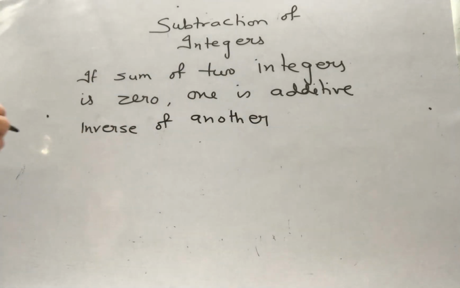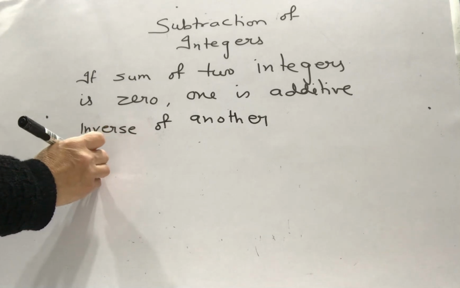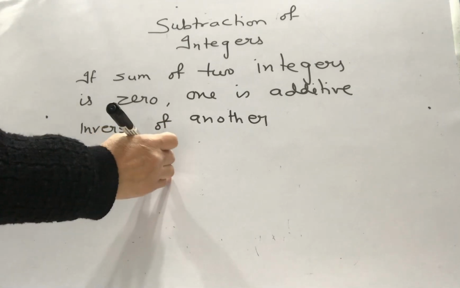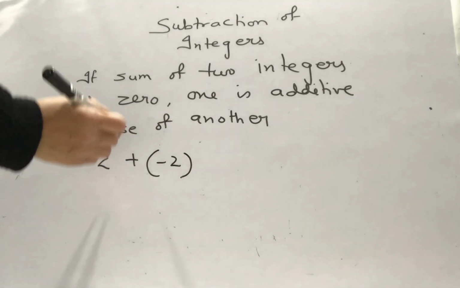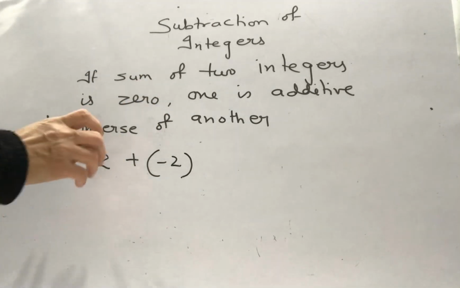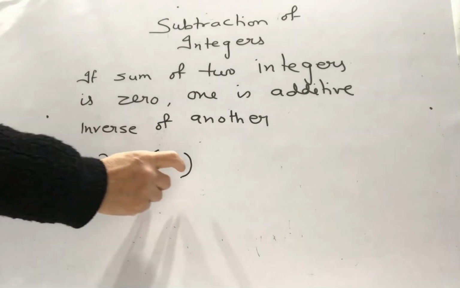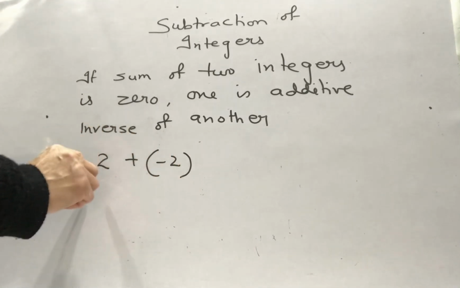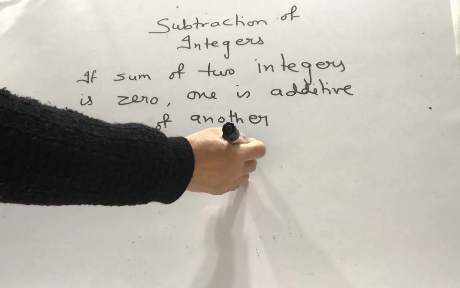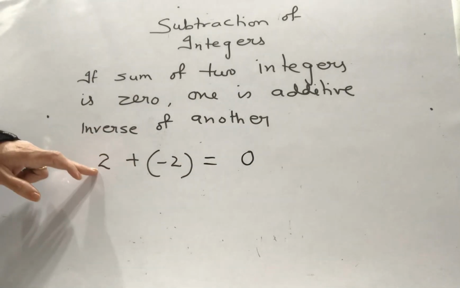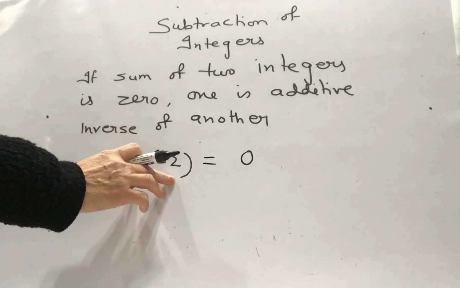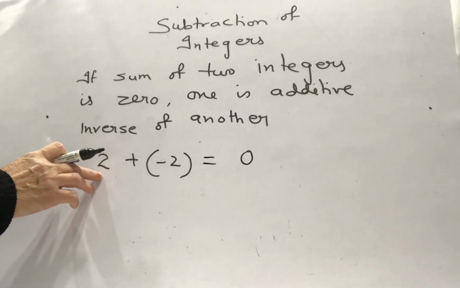So let's take one example. If I am taking 2, this is my first integer. If I add minus 2, 2 plus minus 2, it will give, you have learned addition laws. Let's recall them. One positive integer, one negative integer, you always do subtraction. So 2 minus 2 gives me 0. So now the sum of 2 and minus 2 is 0. So 2 is additive inverse of minus 2 and minus 2 is additive inverse of 2.